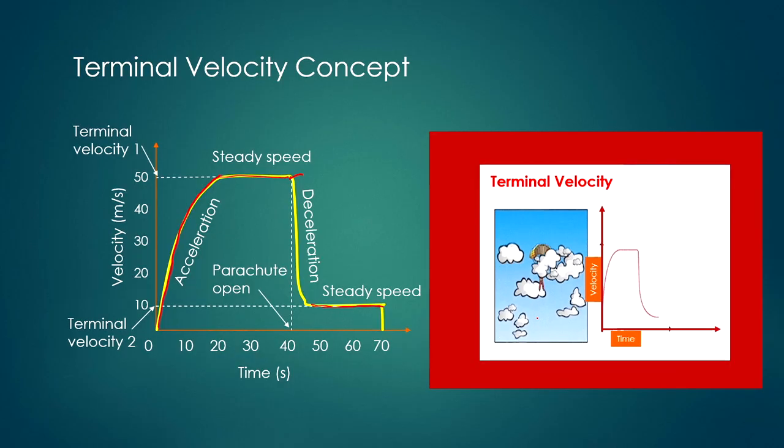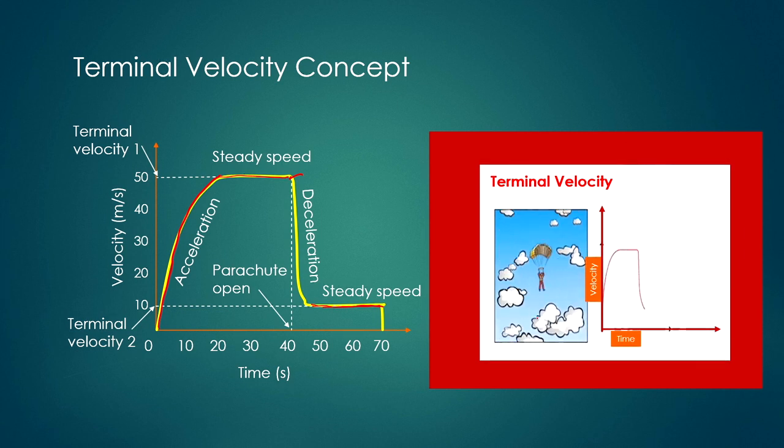After that, whenever he opens the parachute, he will again gain drag force, and due to that drag force his acceleration will be reducing, which is called deceleration, and after a certain time he will again gain a constant speed. That constant speed would be called terminal velocity 2. So with that terminal velocity he will be falling downward to the ground. So this is the case.